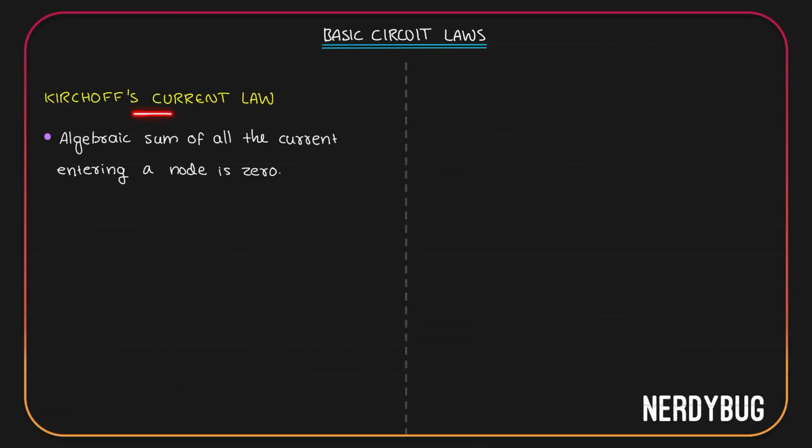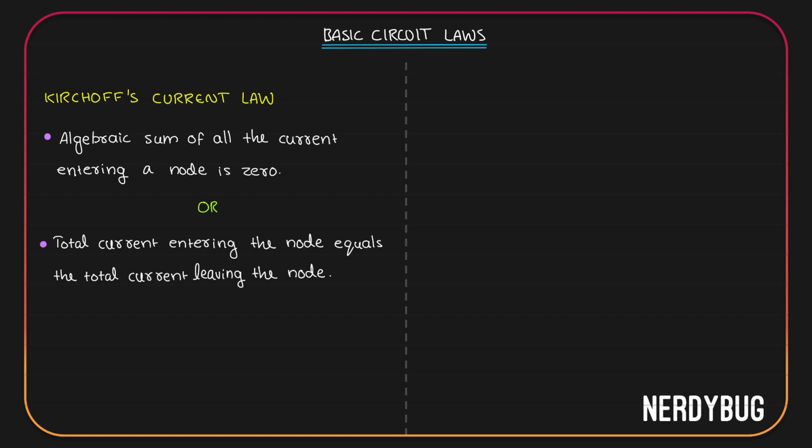The next law we have is Kirchhoff's current law. According to this, the algebraic sum of all the current entering a node is 0. Or we can say the total current entering the node equals the total current leaving the node. If you take the summation of all the current going into the node, it will be equal to the summation of all the current going out.